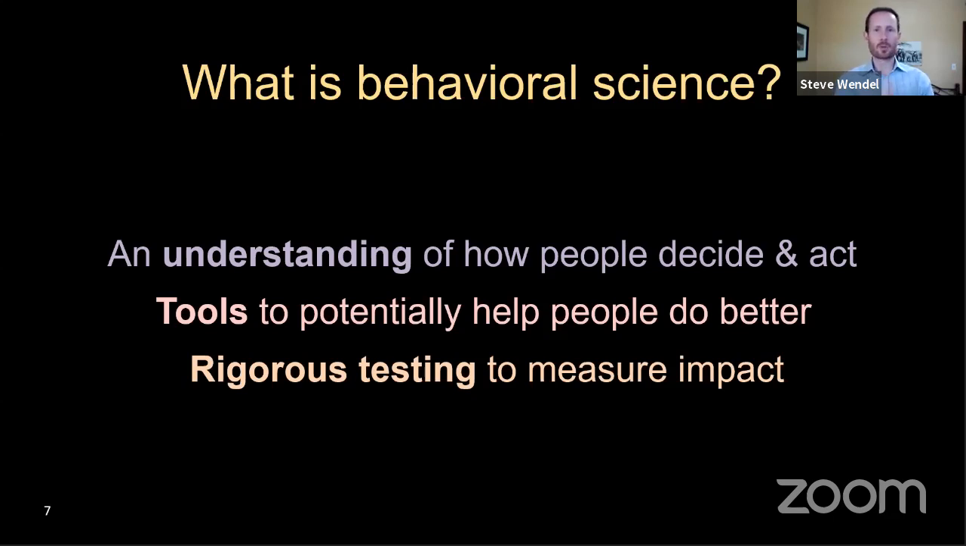Second, we have a set of tools to help overcome this, from loss aversion to peer comparisons to framing effects to choice architecture, etc., which are different ways that I'll talk about shortly to help people take action.